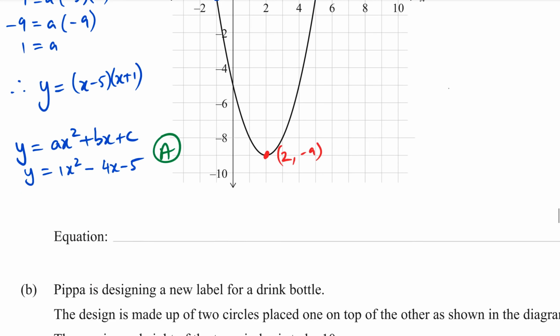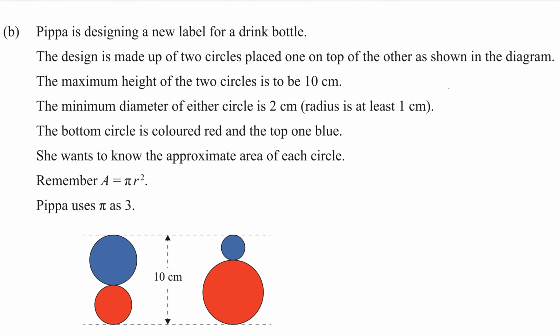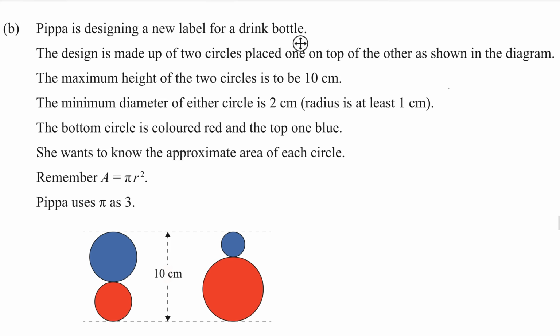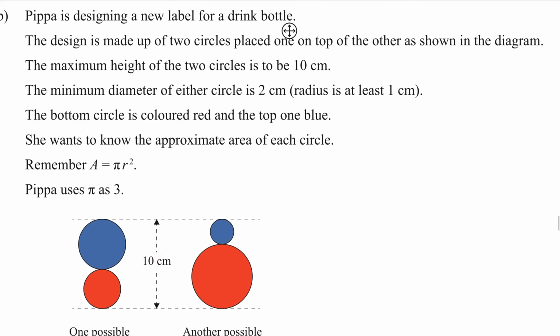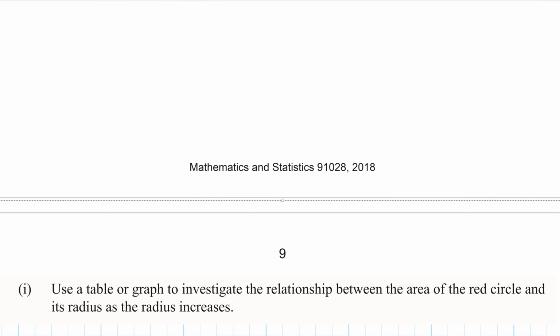And then let's go to the next question. Lovely. I believe I saw a very similar question to this in the MCAT for the year. So we're using the same questions again. So what have we got here? We've got two possible designs. Just pause the video, guys, and have a read through the question and see what you can actually do with it. So the first question here is asking us to investigate the relationship between the area of the red circle and its radius as the radius increases.